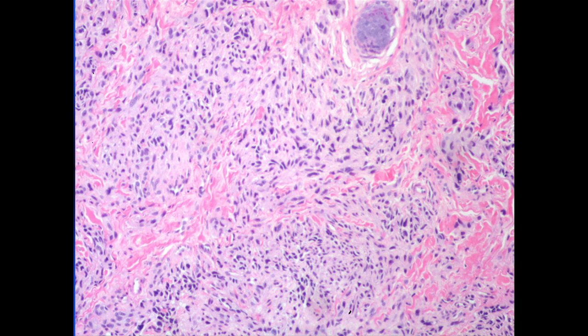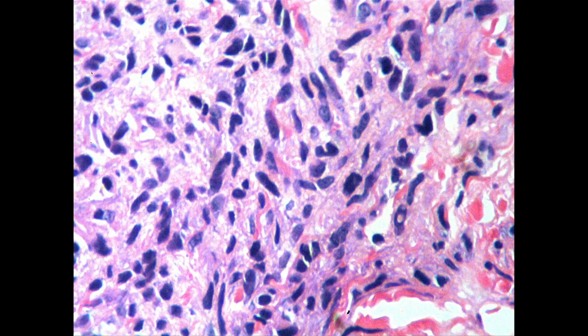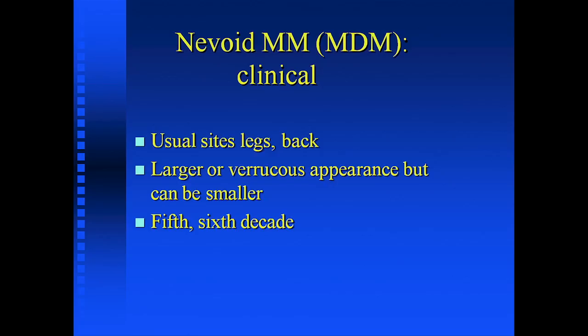Notice that they're a little bit hyperchromatic and they're both spindle and epithelioid. And when you see that pattern, both spindle cells and epithelioid cells in a nevus, it should make you think perhaps it's not a nevus. Okay, notice it's not maturing with descent, and the cells are a little bit hyperchromatic. So this is something called a nevoid, minimal deviation, pseudoverrucoid melanoma.